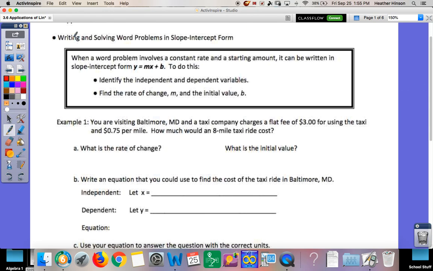So when we're writing and solving word problems in slope-intercept form, it's your y equals mx plus b. It's going to have a constant rate, that's your slope, that's m. And it's going to have a starting amount, which is your initial value, and that's b. And like I said, it can be written as y equals mx plus b.